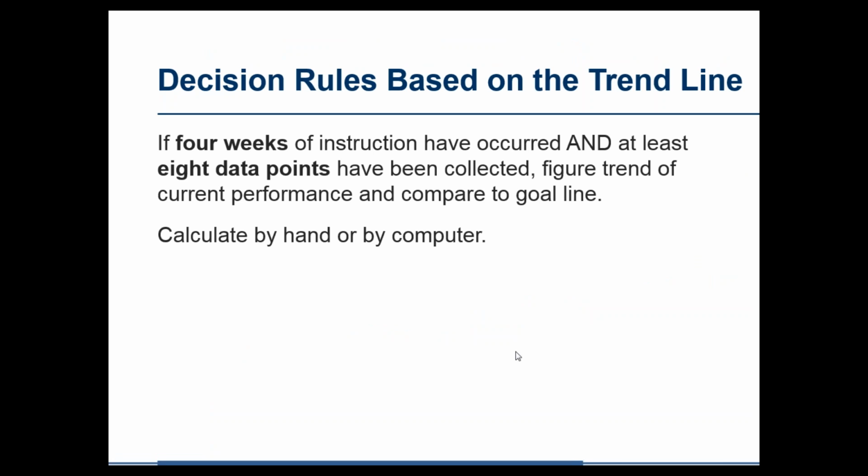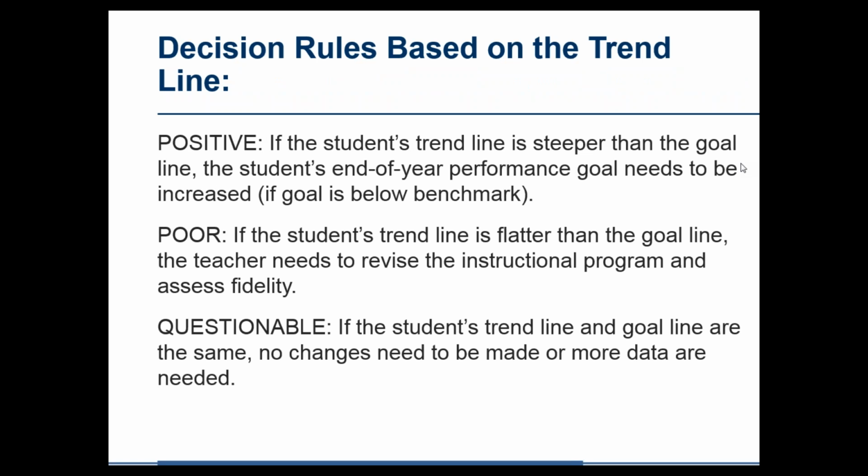Earlier, we talked about how to calculate a trend line, but now we'll discuss how to use the trend line to make decisions. If 4 weeks of instruction have passed and you have at least 8 data points, then you're able to use the trend line analysis. Interpretation is quite simple. If the student's trend line is steeper than the goal line, then the student's end-of-year performance goal needs to be raised, or the intervention cut short.